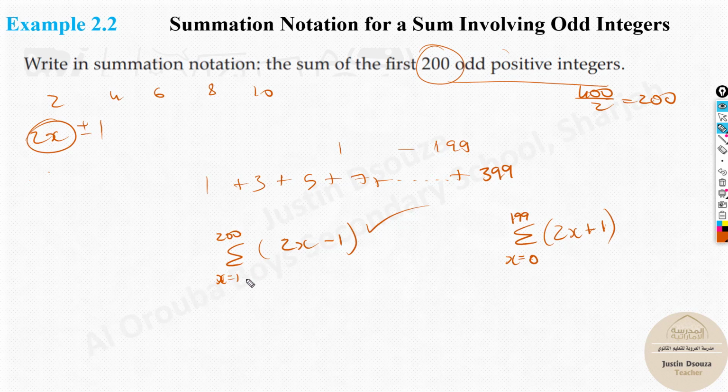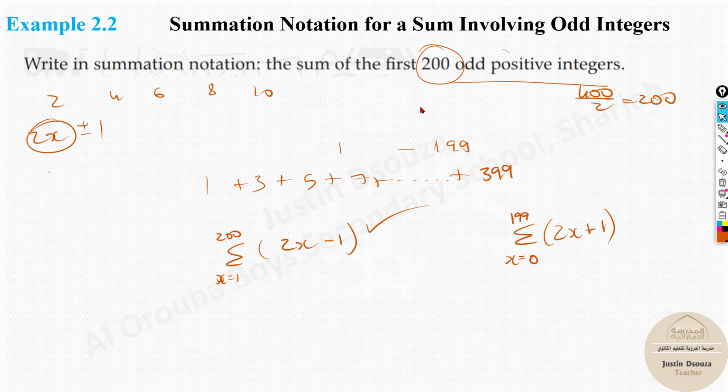If it's 1 to 200, that's 200 digits, right? Now we are starting from 0, considering that as a digit, so it'll end at 199. Now this will work. 2 times 0 is 0, plus 1, 1. 2 times 1 is 2, plus 1 is 3. 2 times 2 is 4, plus 1, 5, 7, 9. And the last one, 2 times 199 is 398, plus 1, 399. So these are the two answers for this. So that is how we can write it.